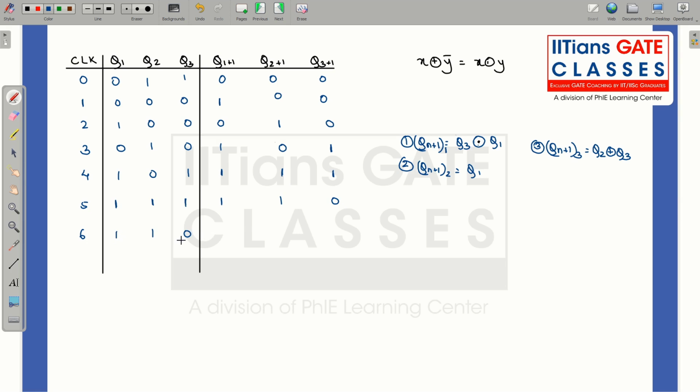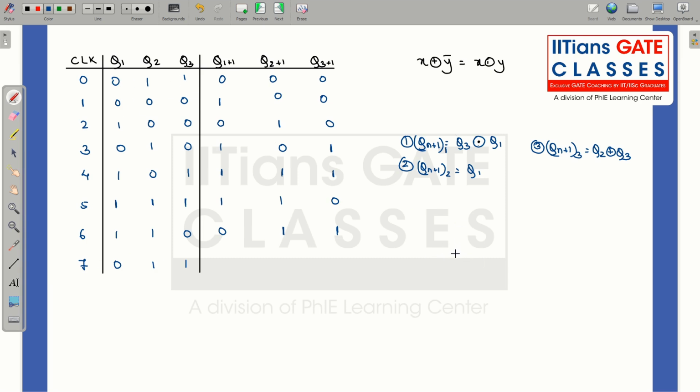So next state is XNOR of these 2. So this is 0. Q2 plus 1 will be this one. And Q3 plus 1 is XOR of these 2. So this is 1. So any repeating? Yes, you can see there is repeating. So at the 7th clock pulse, we have 0 1 1. So this is repeating now.